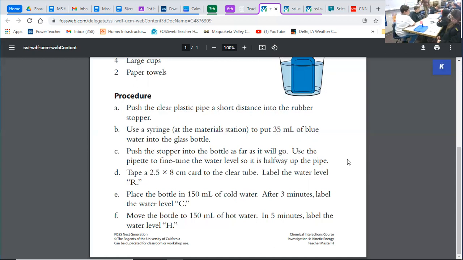Okay, so we are going to place the bottle in 150 milliliters of cold water. We'll do this at the same time. So leave your vial, leave your glass bottle on the table. Bring your blue tray up and I will give you a little tub of water, like this. Okay, go.